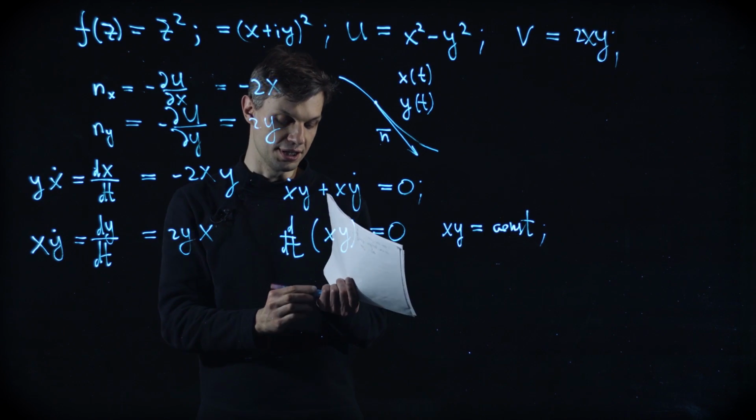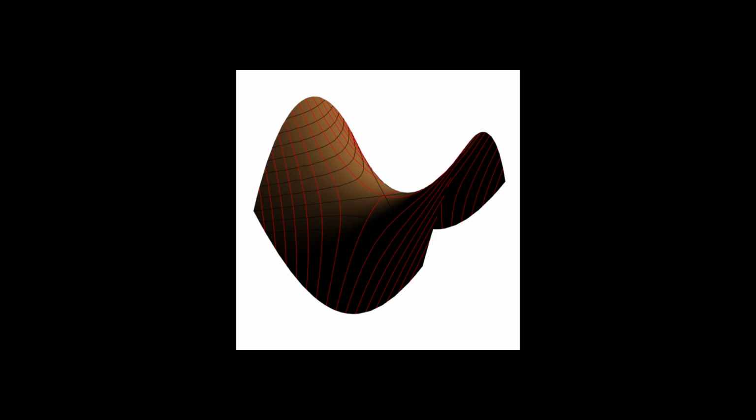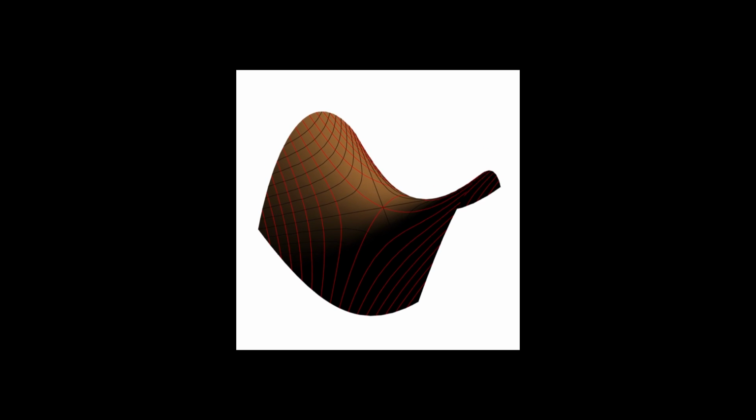Okay, let me actually illustrate it with some example. So this is our typical relief of our u function. And the red lines are the lines of the steepest descent. And you clearly see that if you view them from above, they form hyperbolas. And it was the hyperbolas that we've just got from our example. So here they are.